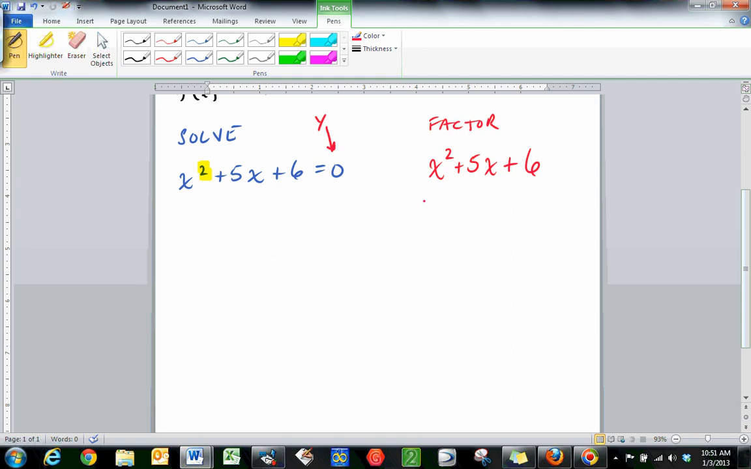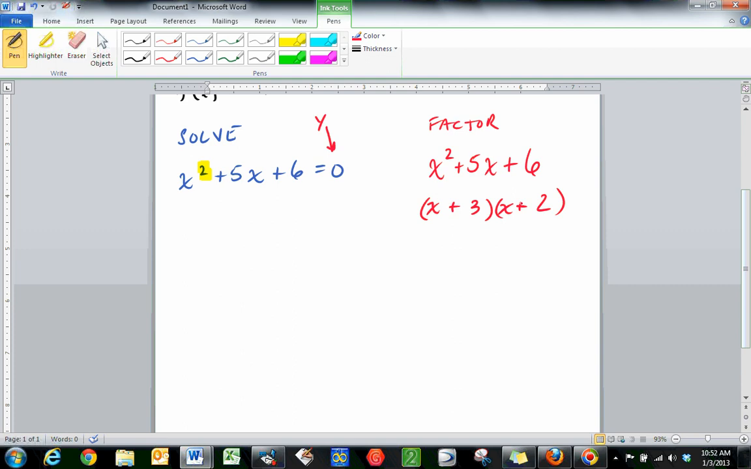And of course, if we went through our factoring process, we could see that this breaks up into x and x, the 6 breaks up into 3 and 2, and we have x plus 3 and x plus 2. Now, this is a fully factored problem, and at this point we would be done. There would be nothing else for us to do to factor this.